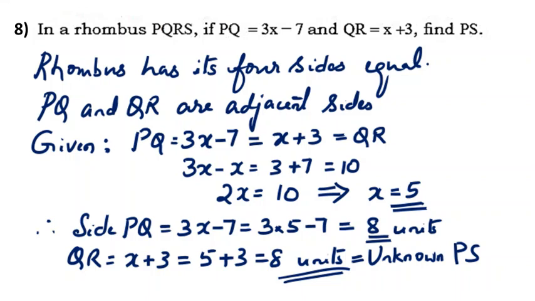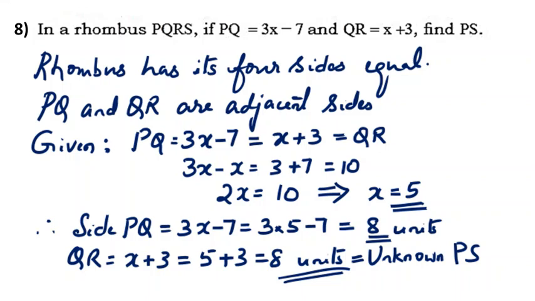Now, often we stop here. Oh, done, x calculated. But that's not correct. We have to find PQ, QR and PS because they are all sides. So, put the value of x.